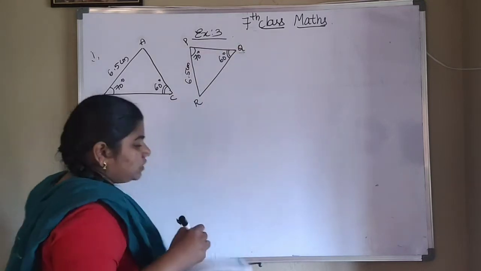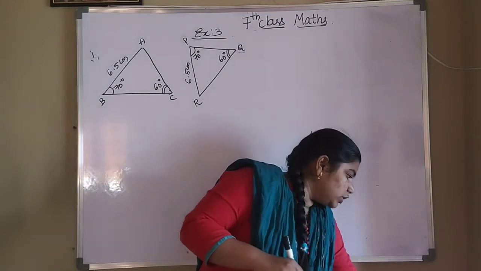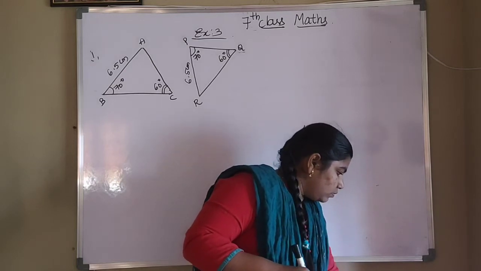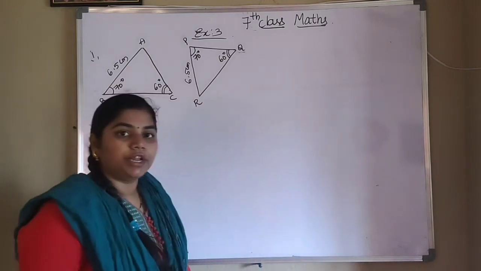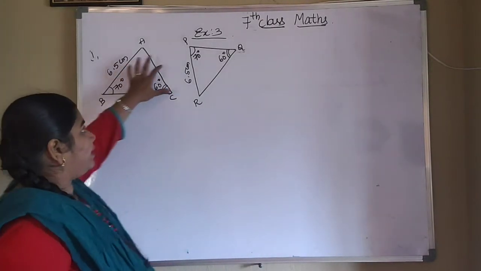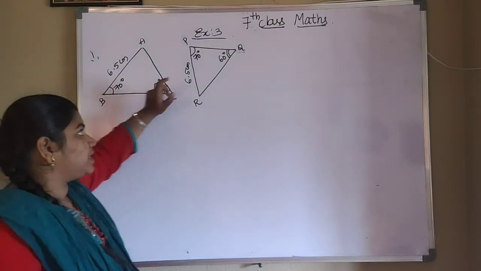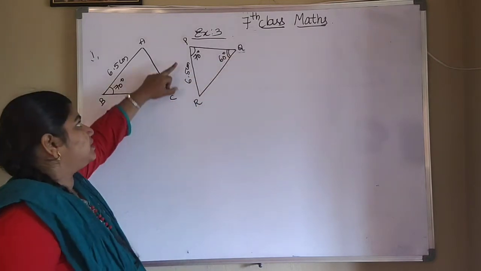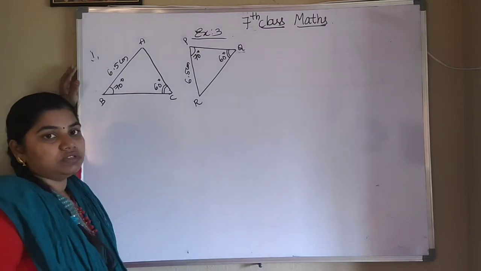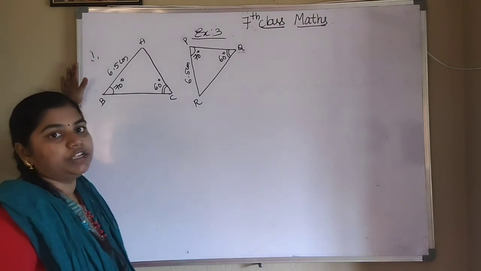Okay, so whether these two triangles are congruent or not, we have to check. Are they congruent to each other? Here they have given angle B as 70, and here angle P as 70. Angle C is 60 degrees, angle Q is 60 degrees. And side PR is 6.5 and AB is 6.5. Can you say by using SAS congruency whether the two triangles are congruent or not?